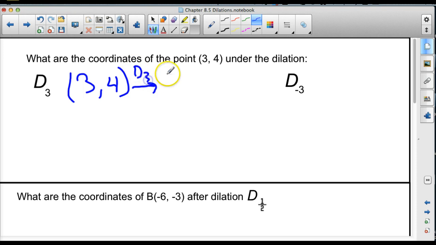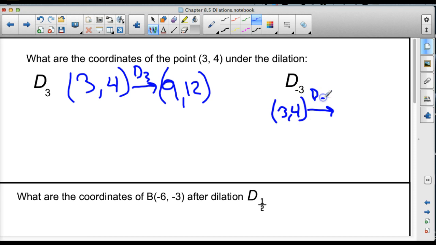Right? So after a dilation of 3, 3 times 3 is 9, 4 times 3 is 12. And I'm done. Now let's look at a dilation of negative 3. Well, same thing. I'm going to take my point 3, 4, and this time I'll dilate it by a negative 3. And so 3 times negative 3 is negative 9. 4 times negative 3 is negative 12.